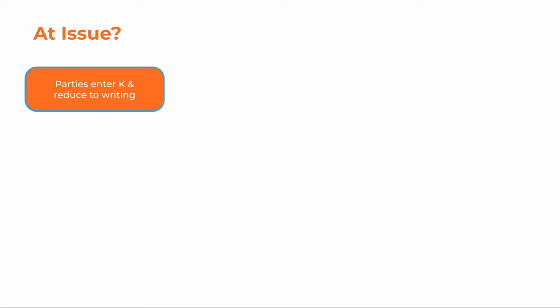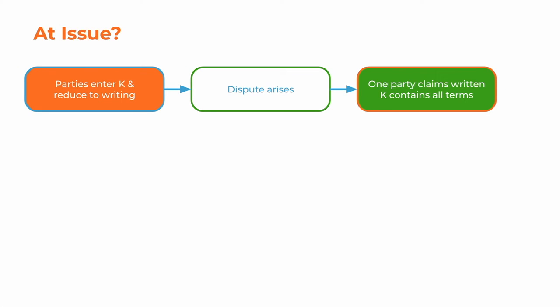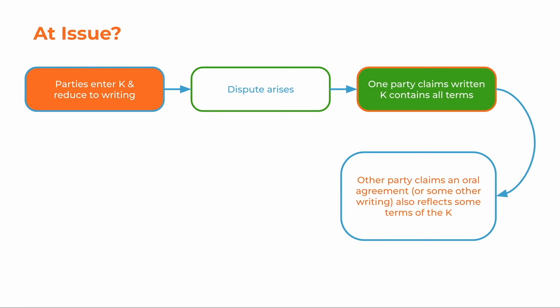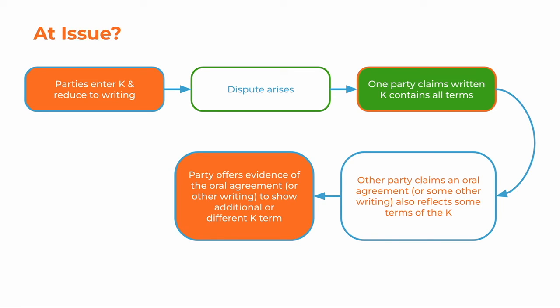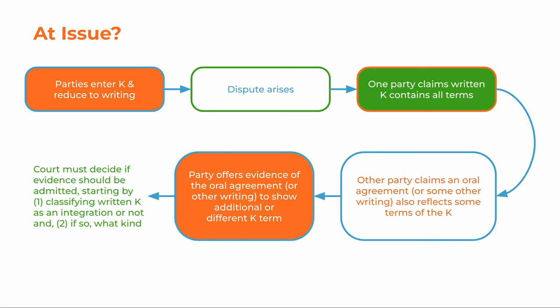So just to bring it home, when we're asking, is it at issue? A dispute arises. We have a written agreement, and one party says all the terms are here. The other party says, no, they're somewhere else. And that party is offering evidence of this additional or different contract term, and the court then has to go to the integration step. Let's look at the writing. Is it integrated? If so, what kind?